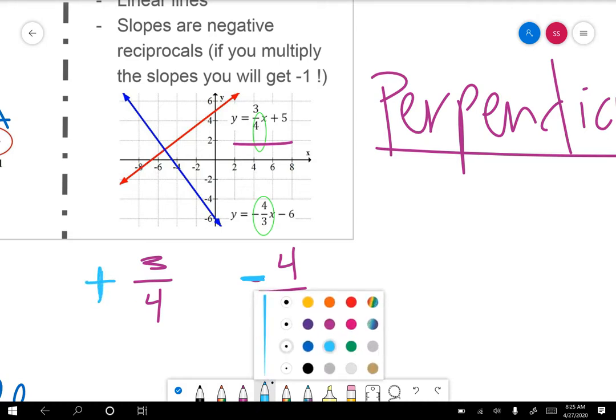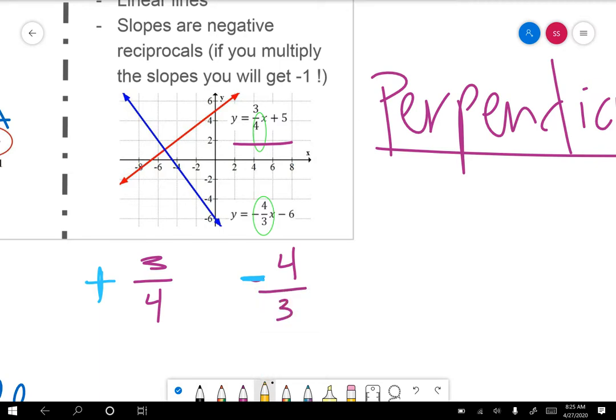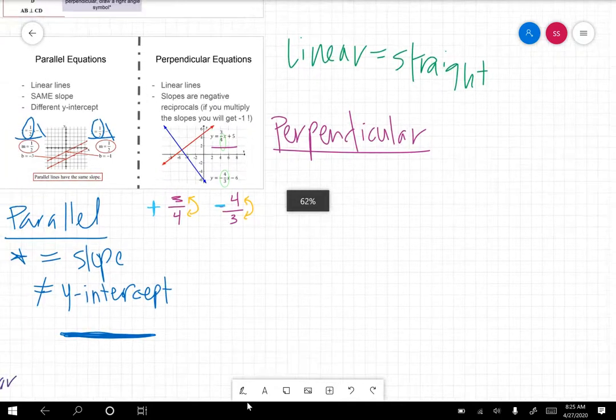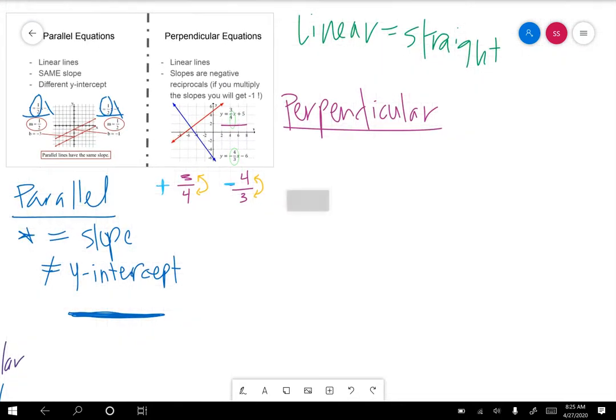You may also notice, because you are very keen observers, that these are reciprocals of each other, right? 4/3 and 3/4. So perpendicular lines are cool because their slopes are actually opposite or negative reciprocals of each other. That's the important thing with perpendicular lines.